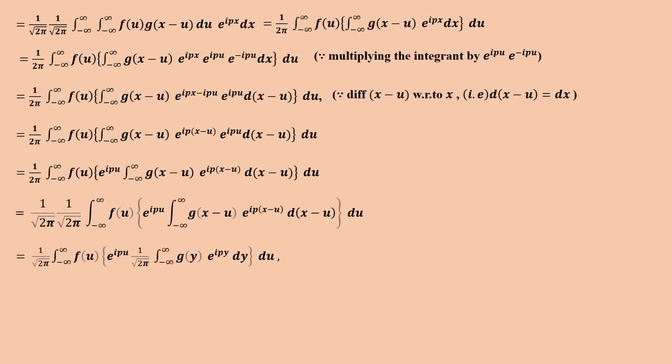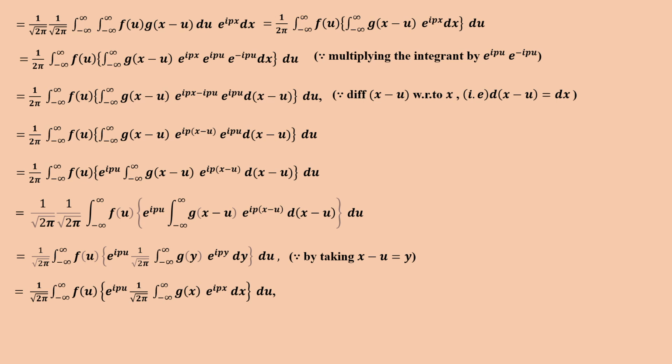So keeping one of the 1 by root 2 pi outside, 1 by root 2 pi integral from minus infinity to plus infinity f of u e power ipu, another 1 by root 2 pi we are taking inside, 1 by root 2 pi integral from minus infinity to plus infinity, take x minus u is equal to y, so g of y e power ipy dy into du, right. So that is equal to 1 by root 2 pi integral from minus infinity to plus infinity f of u e power ipu, 1 by root 2 pi integral from minus infinity to plus infinity g of x e power ipx dx. Changing the variable.